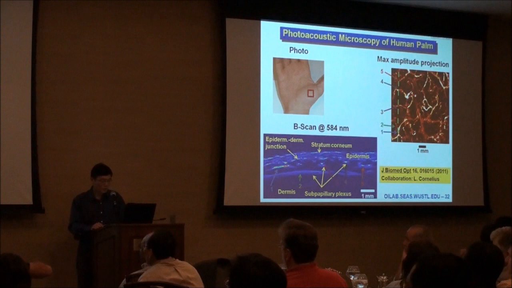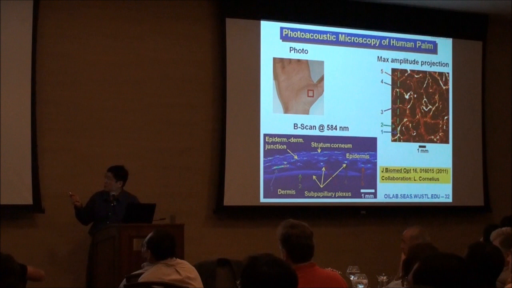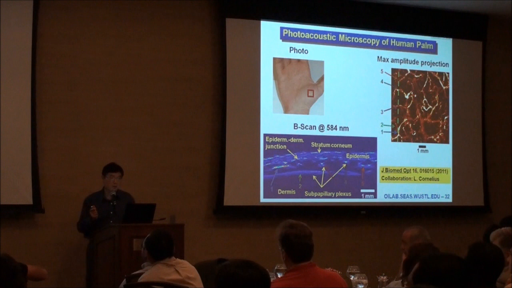We're moving this technology toward melanoma imaging in the clinic. And you can see we can see our own palm very well using intrinsic contrast. You can see the blood vessels. And looking at a depth resolved image, you can identify all the standard structures in the skin.